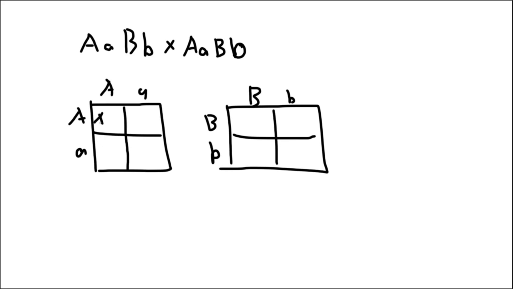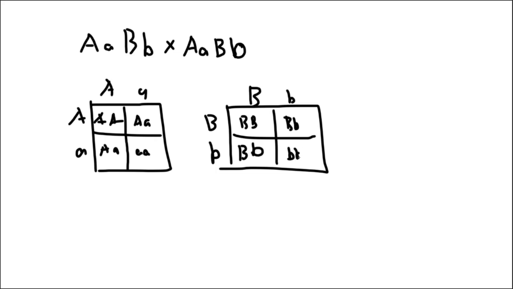So then that should give you, in terms of a genotype, that 1 to 2 to 1 ratio: 1 homozygous dominant, 2 heterozygous, and 1 homozygous recessive. Likewise, we have the same thing here. Now what we can do is combine these together.